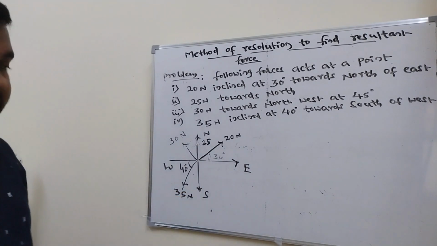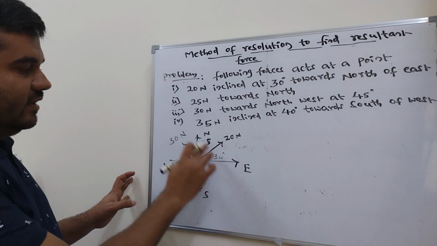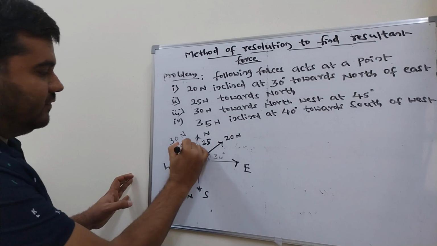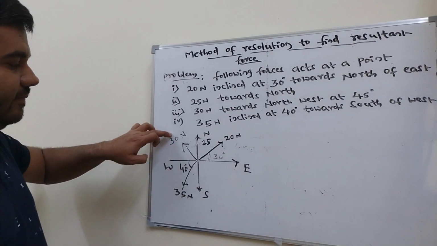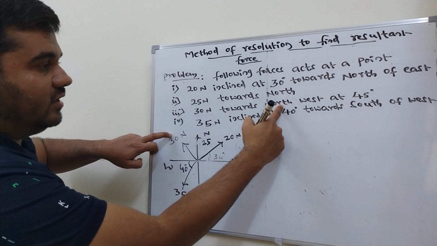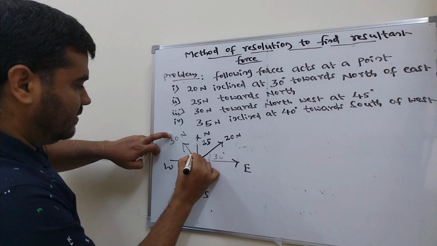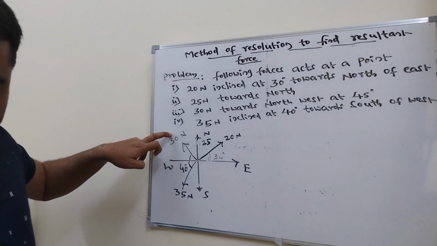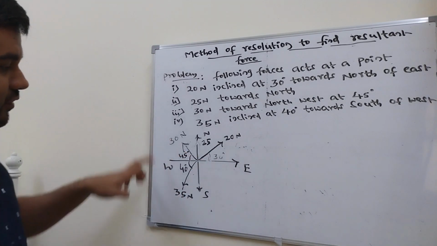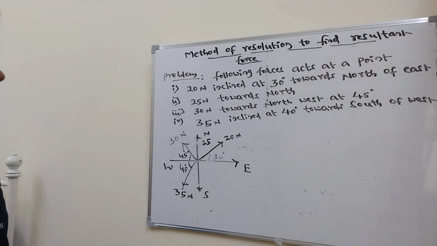Okay, this is the space diagram. First one is 20 Newton with 30 degree. Next one is 25 Newton directly north. Third force is 30 Newton towards north, but it will be at west. It is here, with respect to west. That is a 45 degree. And the fourth force is 35, between west and south here.